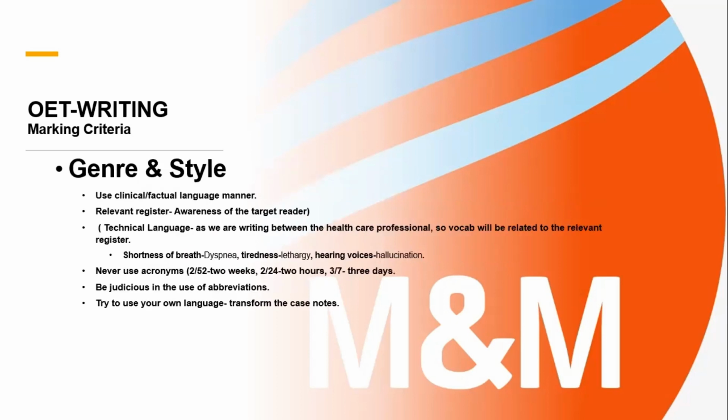Genre and style, in simple words, is your vocabulary. Basically, in terms of genre, you have to see which language tone would be appropriate for the person to whom you're writing, number one. Number two, it should be clinical or factual language.